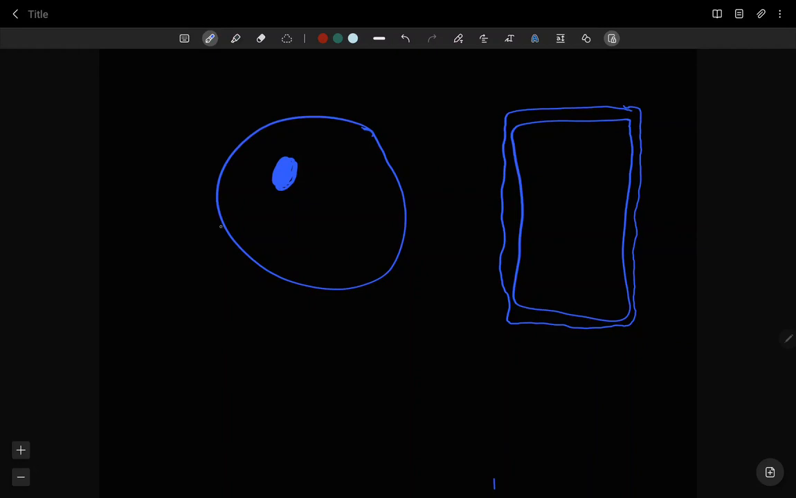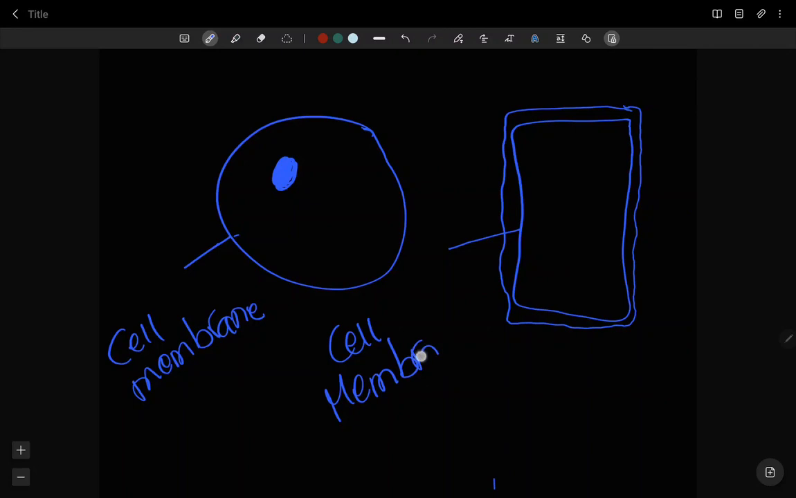The difference is, if you're asked to label, this is the cell membrane. A plant cell also has a cell membrane. This is the cell membrane, but it also has a cell wall. This outer layer here is known as the cell wall. Now, there is this trick when you want to label the cell wall, you have to extend the line.